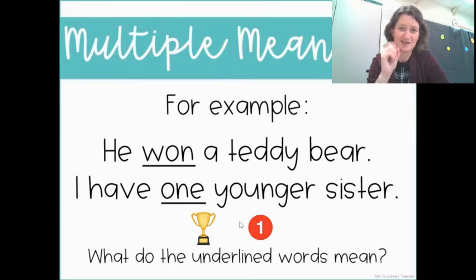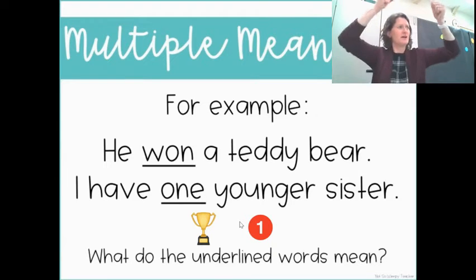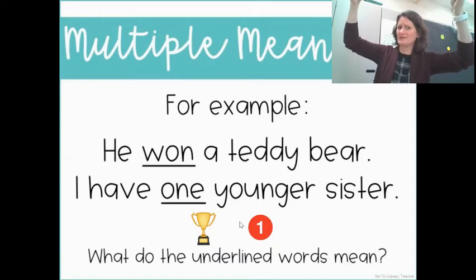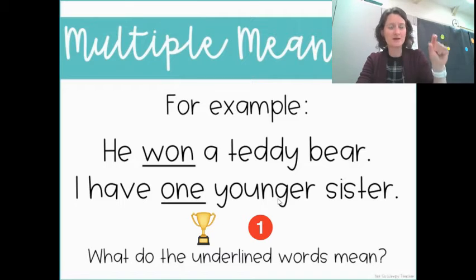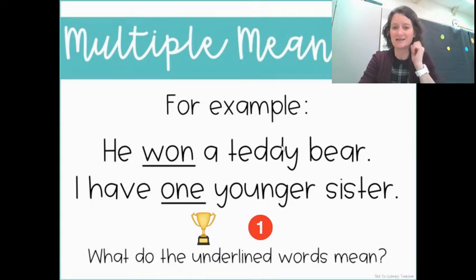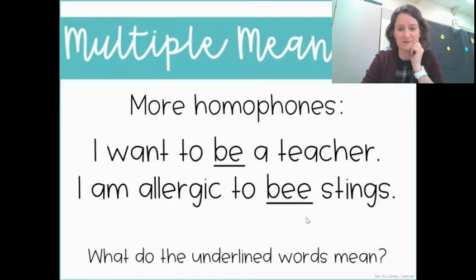Okay, he won a teddy bear? Well, that sentence doesn't make sense. I have one younger sister. I won as a prize a younger sister? No, that doesn't make sense. So that helps us figure out the meaning. Okay, so instead of reading and using the words around to figure out the meaning, for homophones, we're listening to the words around to figure out.